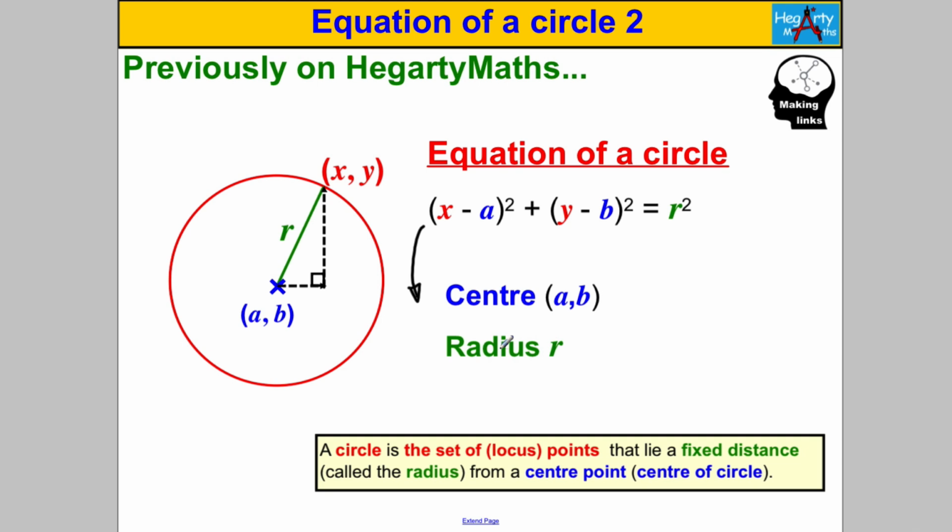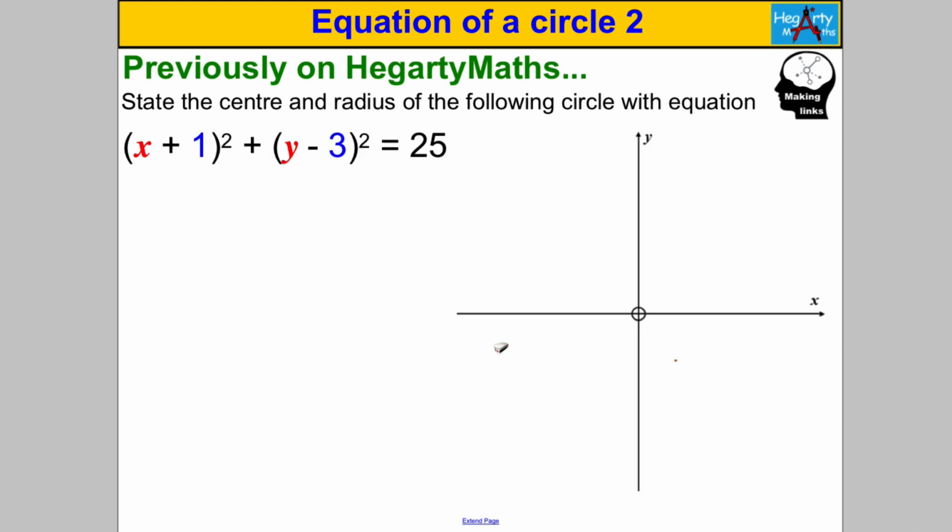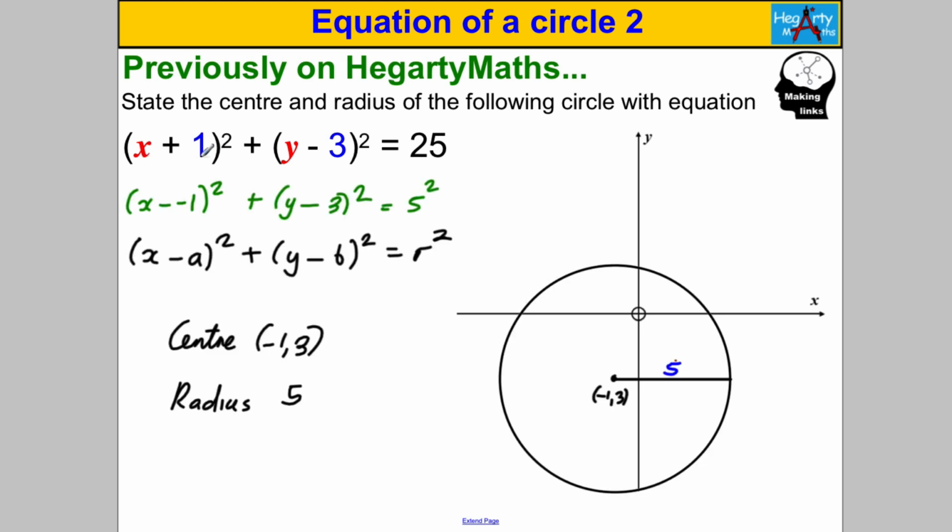For example, the following question. I'd like you to pause the video, state the centre and radius of the following circle with that equation and maybe even sketch it. Okay, hopefully you'll remember this was nearly in the form x subtract a squared add y subtract b squared equals r squared. When it is x add 1, you have to write it as x subtract -1 all squared plus y subtract 3 all squared is equal to the number that squares to give 25, which would be 5 squared. And that told you therefore that the centre was -1, 3 and the radius was 5.